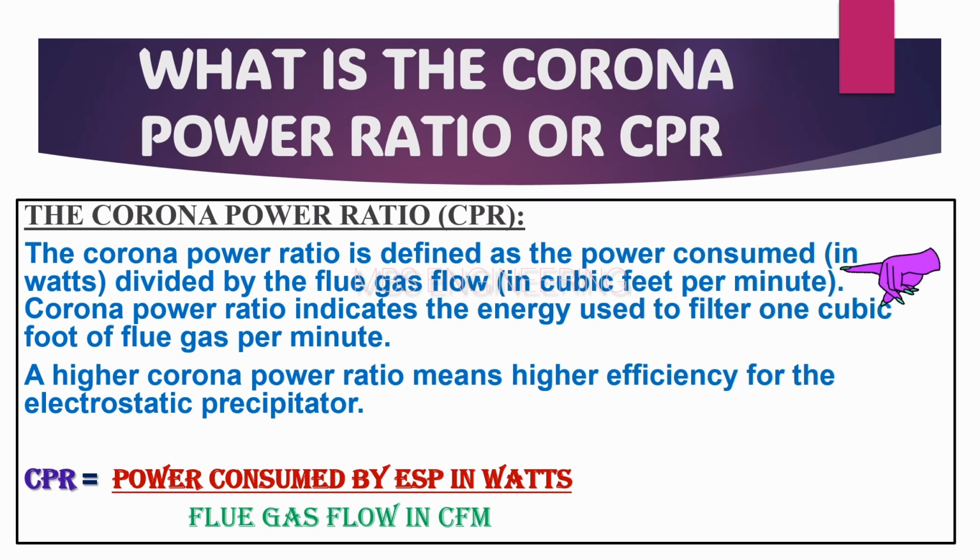The corona power ratio is defined as the power consumed, in watts, divided by the flue gas flow, in cubic feet per minute. Corona power ratio indicates the energy used to filter 1 cubic foot of flue gas per minute. A higher corona power ratio means higher efficiency for the electrostatic precipitator. The formula for the corona power ratio is CPR equals power consumed by the ESP in watts divided by flue gas flow in CFM.